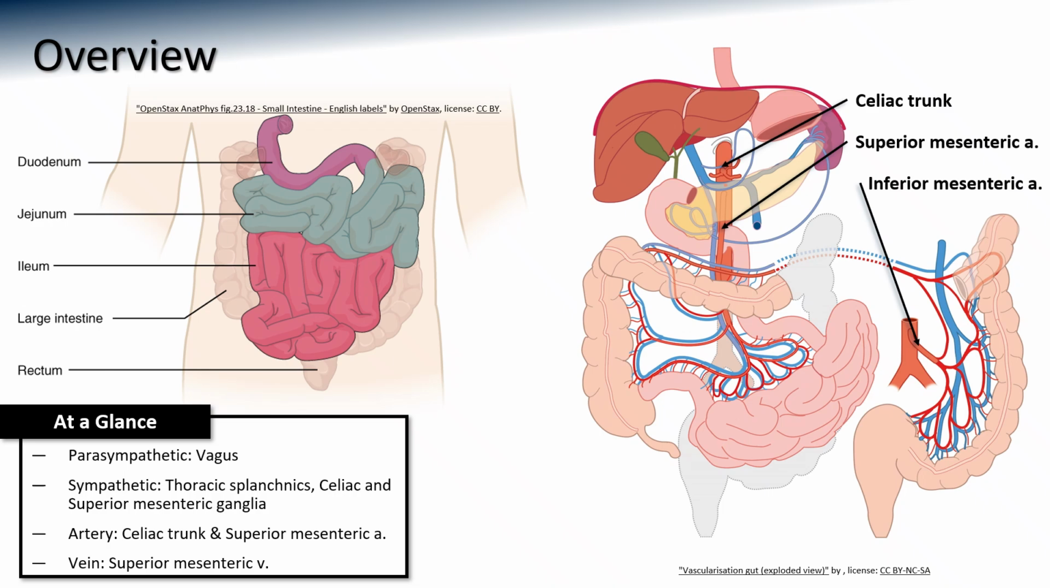All right, and here is your overview slide. Again, the small intestine is primarily part of the midgut, but it does have a small contribution from the foregut as well. So that would be the first parts of our duodenum. So make sure you understand which portions are supplied by which arteries and which nerves, okay? So while you're studying, make sure you're practicing knowing where that cutoff is.